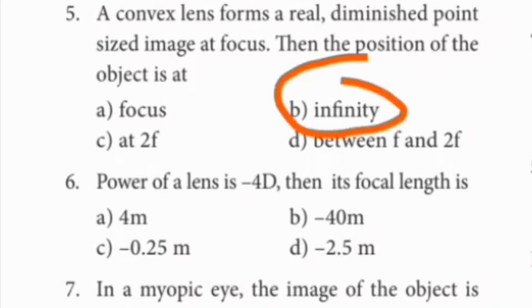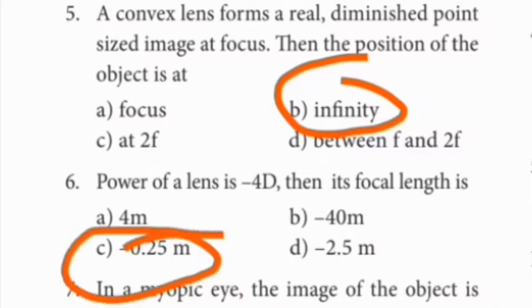Sixth question: power of a lens is minus 4 dioptre. Then its focal length is options: 4 meter, minus 40 meter, minus 0.25 meter, minus 2.5 meter. The answer is C, minus 0.25 meter.